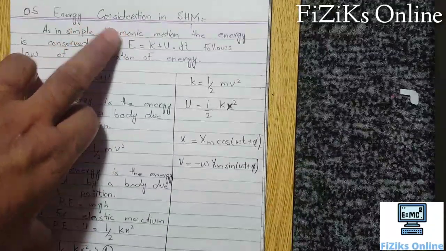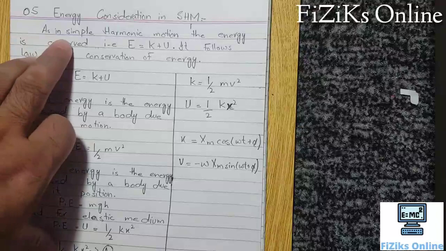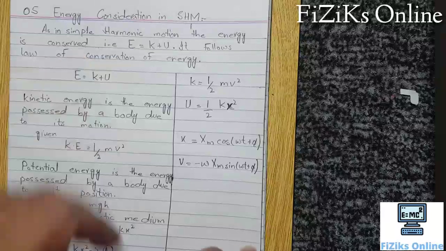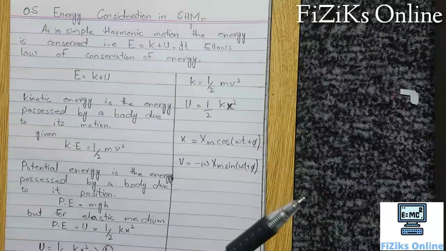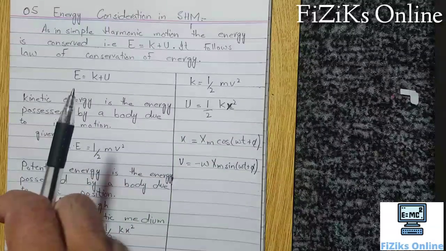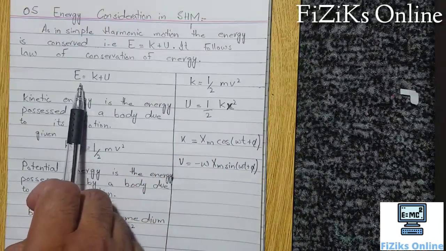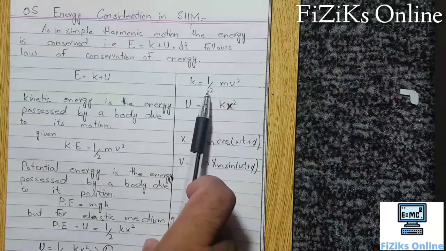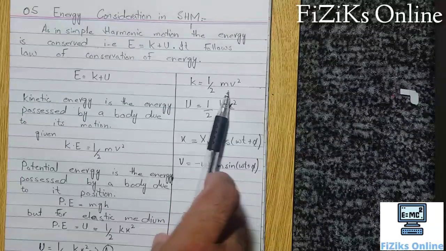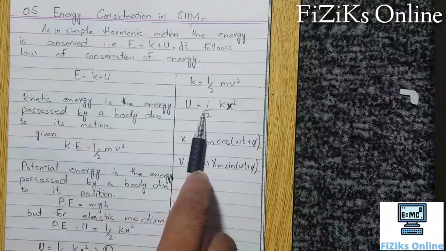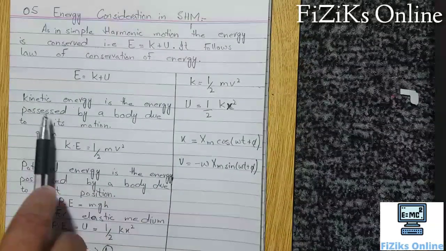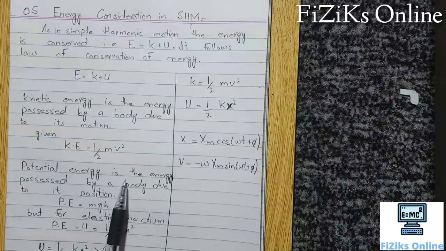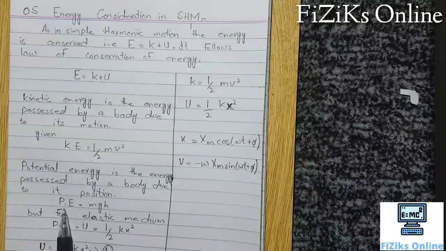So let us have a review. In energy consideration in simple harmonic motion, the energy is conserved, i.e. E equals K plus U. It follows the law of conservation of energy. Total energy is equal to kinetic energy plus potential energy. Kinetic energy can be given as K equals half mv square and potential energy equals half kx square. Kinetic energy is the energy possessed by a body due to its motion, and potential energy is the energy possessed by a body due to its position.